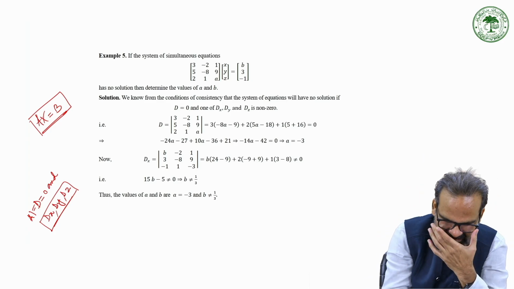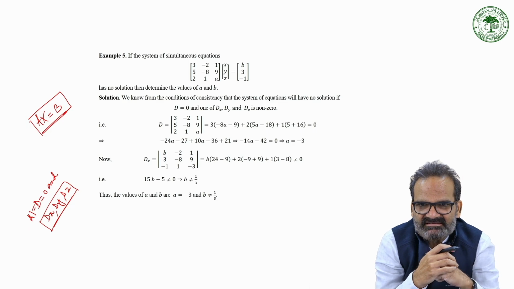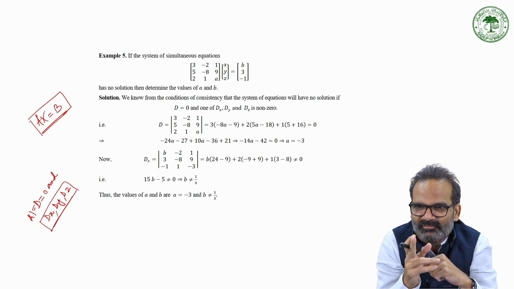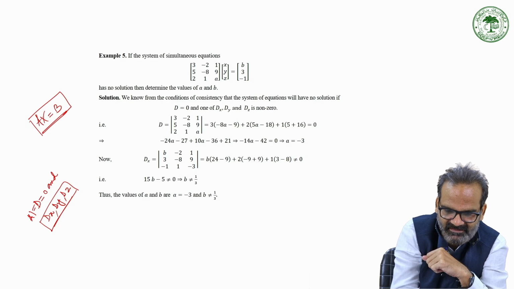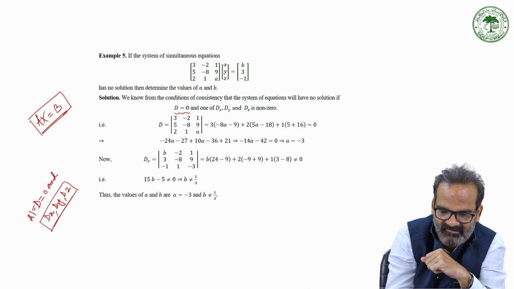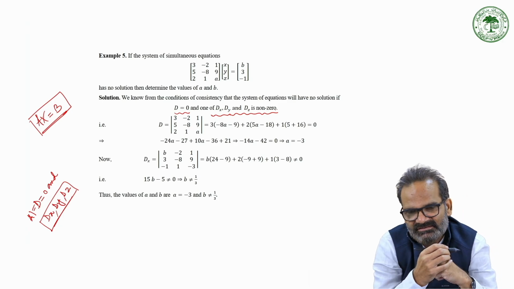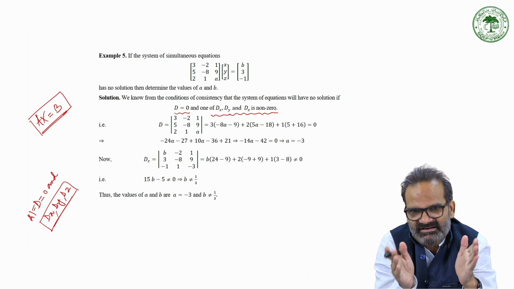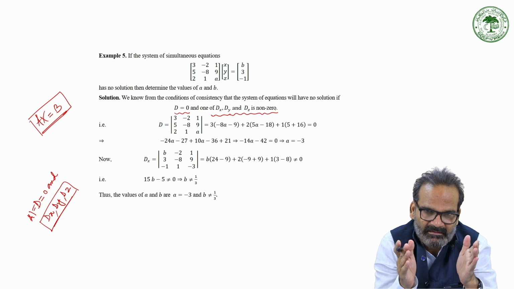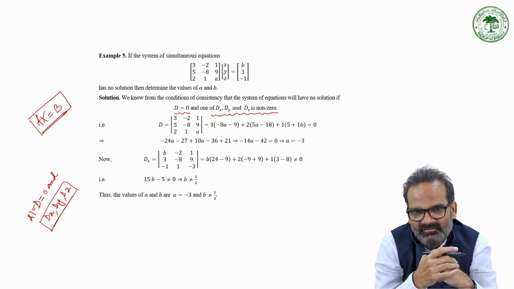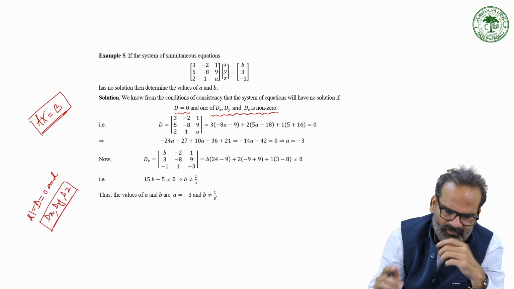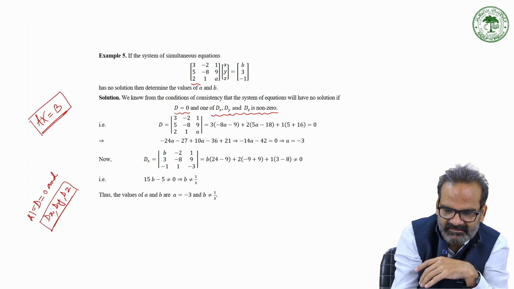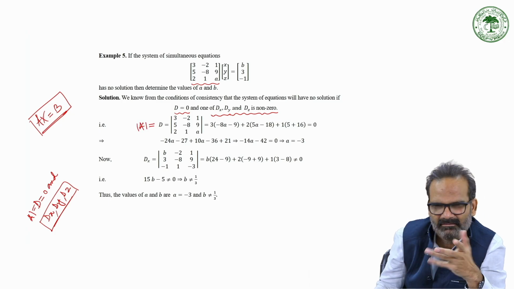Given the system, we know from the conditions of consistency that the system of equations will have no solution if the determinant D, which is the determinant of the matrix A, is equal to 0, and one of Dx, Dy and Dz is non-zero. So these two conditions must be satisfied, only then the given system Ax = B will have no solution. Now you can proceed. This is the matrix A, right, and its determinant is this. You can also write it like this: determinant of A is equal to D.